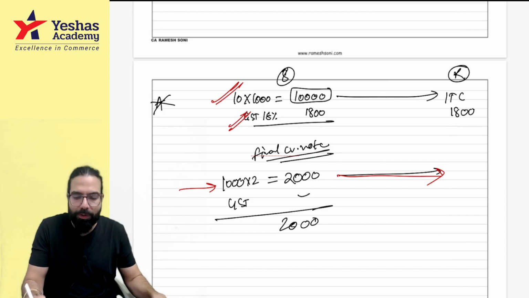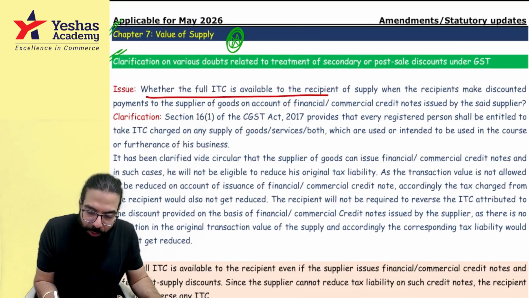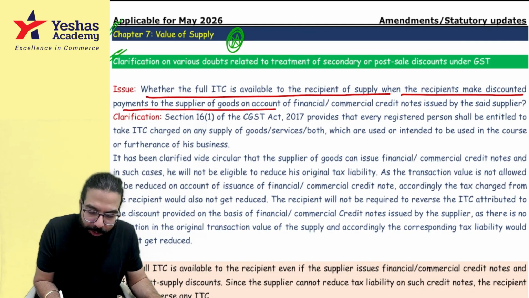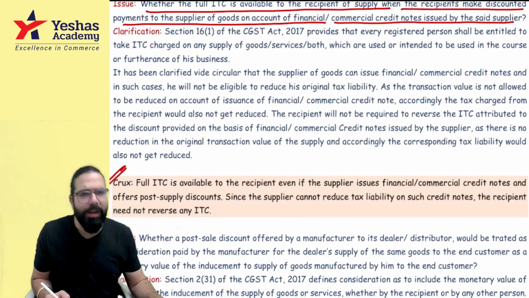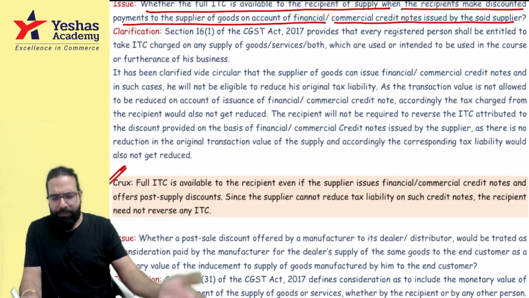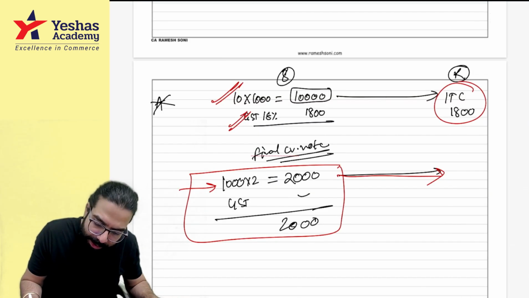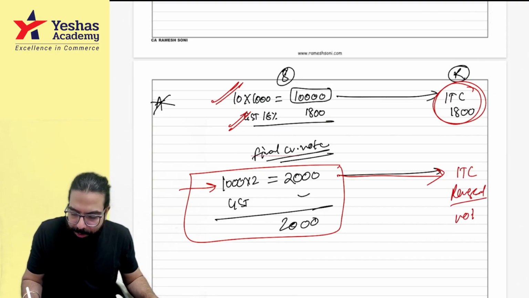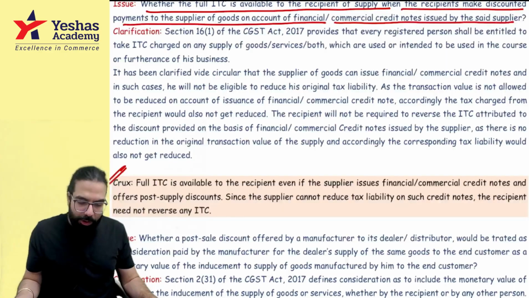And hence the clarification which was given was simple. Whether the full ITC is available to the recipient, where the recipient makes discounted payment to the supplier on account of financial or commercial credit note. So here the clarification was given. Yes, sir, I have given him a financial credit note. This is between us. GST has no impact at all. He can keep his full credit. ITC reversal not required. That's all. There is no reversal of credit required. Done, sir. That's all they have told over here.